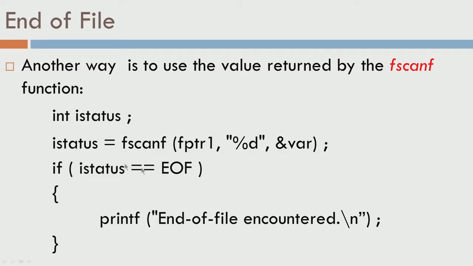So, there is a special value called EOF, capital E, capital O, capital F. That is a special value. If fscanf returns this special value, it means there was some problem in scanning, which actually indicates that you have reached the end of the file. Otherwise, fscanf would return a value which is not EOF. So, if fscanf returns EOF, you know that you have reached the end of the file.